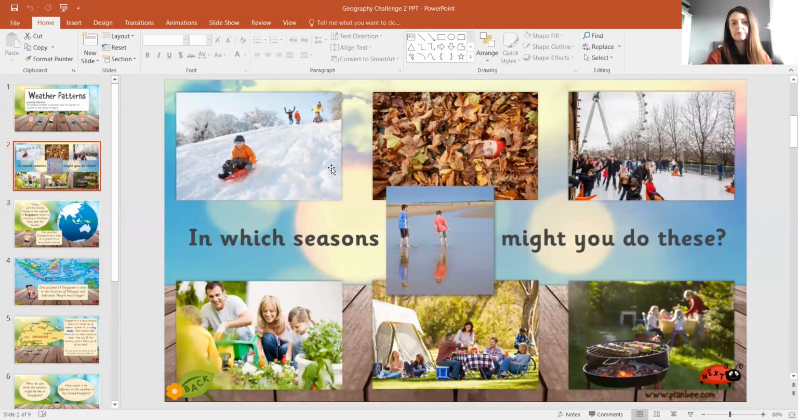Right, we've got some pictures and I just want you to have a think about these things. So it says, in which seasons might you do these? And we've got lots of different activities that the children are doing. Here we've got some children sledding down a hill. We've got a little girl or boy in a pile of leaves. We've got ice skating. We've got gardening and planting, looking after the garden. Looks like we've got a picnic and some camping, and we've got a barbecue. So have a little think, either by yourself, you could talk to an adult, you could talk to another person in your house, or you could even talk to one of your toys and just tell them what you think.